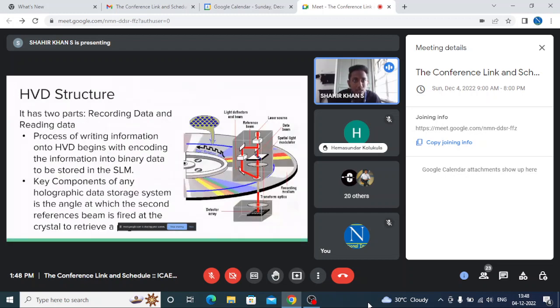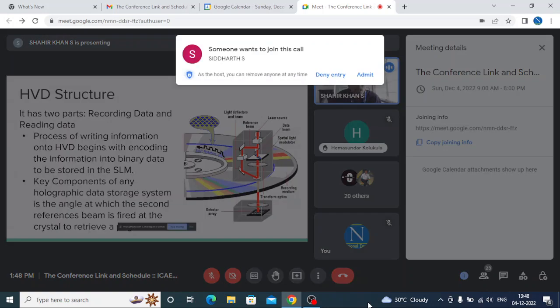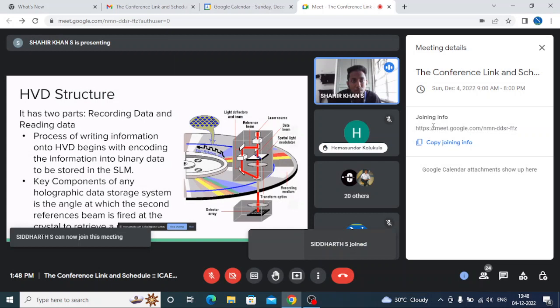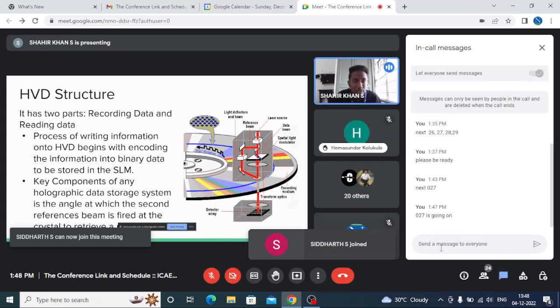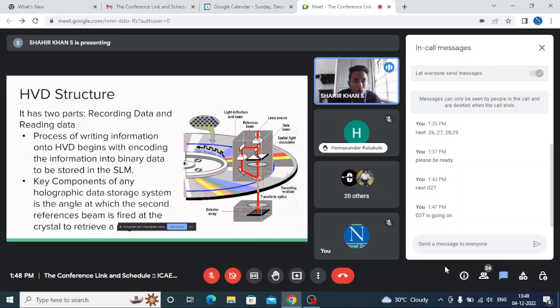So next, HVD structure. It has two parts: recording data and reading data. The process of writing information onto HVD begins with encoding the information into binary data to be stored in the SLM. A key component of any holographic data storage system is the angle at which the second reference beam is fired at the crystal to retrieve a page of data.